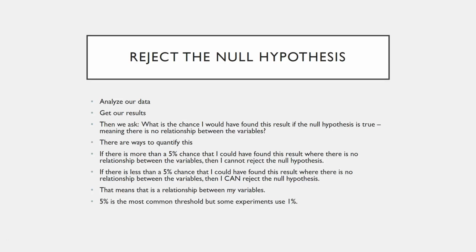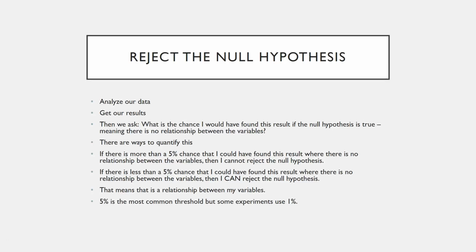Okay? So in many cases, if there's more than a 5% chance that I could have found this result where there is no relationship between my variables, then I cannot reject the null hypothesis, because I can't say with a reasonable level of confidence that the null hypothesis is wrong. There is no relationship between those two. Okay? But if there is less than a 5% chance that I could have found this result when there is no relationship between the variables, then I can reject the null hypothesis.